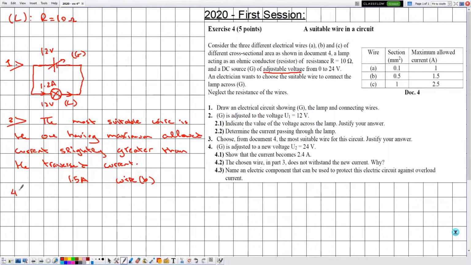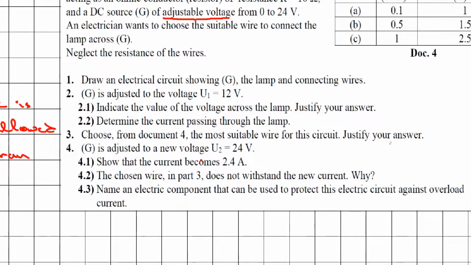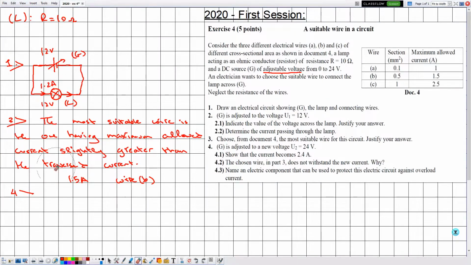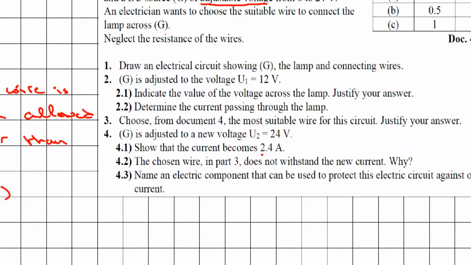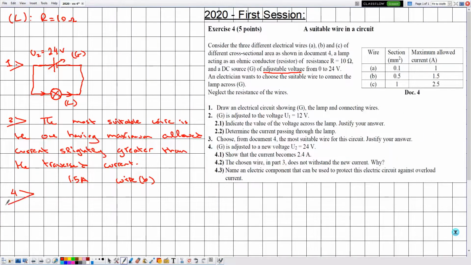Now in number 4, they are telling us G is adjusted to a new voltage 24 volts. Then we should erase this and this as well, because whenever we do an adjustment in the circuit, especially the battery, everything changes except for the resistance. Now this would be 24 volts. Now the voltage is doubled, so U2 is equal to 24 volts, and this is it. They are telling us to show that the current becomes 2.4 amperes, and this can be done again using Ohm's law. Then 4.1, apply Ohm's law to L.